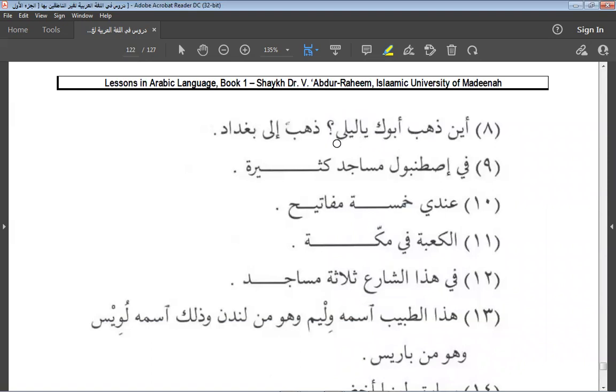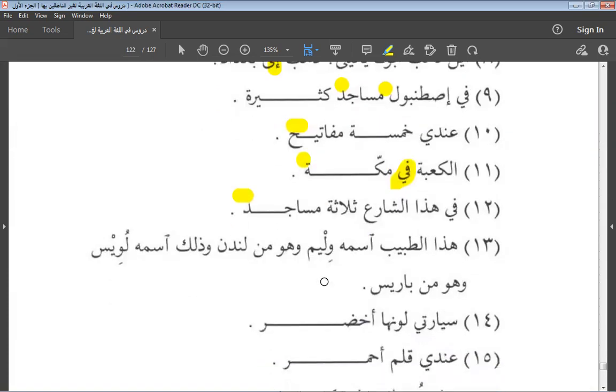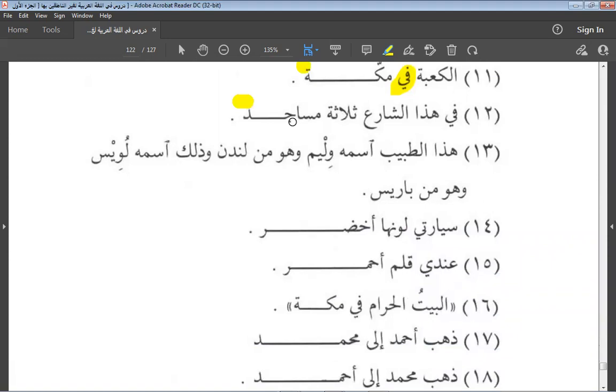أين ذهب أبوك يا ليلى؟ ذهب إلى بغداد. في إسطنبول مساجد كثيرة. Even Istanbul I would take fatha. In Istanbul there are a lot of masajid. عندي 5 مفاتيح. الكعبة في مكة. في هذا الشارع 3 مساجد.